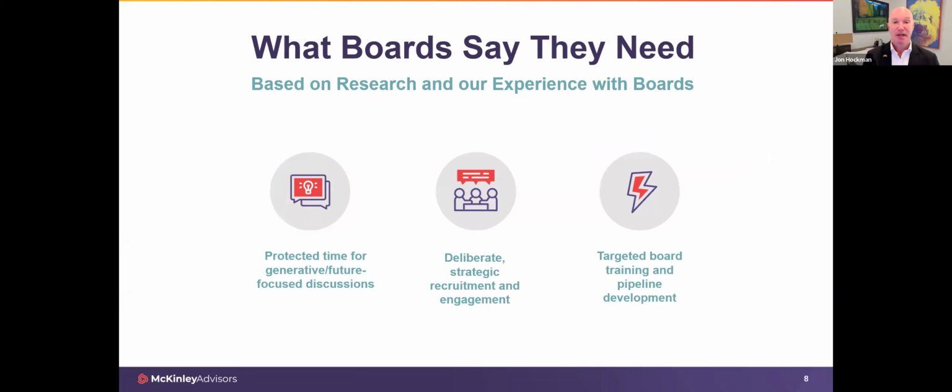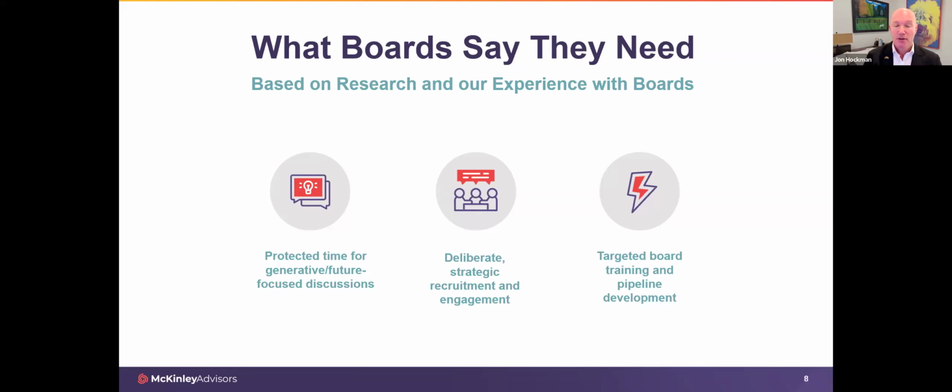What boards say they need? Again, based on our research and our experience, three key things here. Boards say they need protected time for generative, future-focused discussions. It can be really easy to compromise on that in the moment. So protected time is key there to have generative conversation. Two, deliberate strategic recruitment and engagement. We need a variety of perspectives and backgrounds and knowledge, skills, and experiences as a part of the board. So being intentional about getting the right people in the room with the right mix of identities and experiences is really important. So we'll speak more on that in a moment.